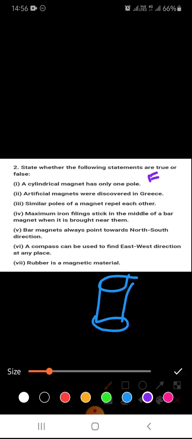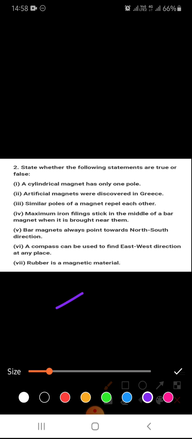Second, artificial magnets were discovered in Greece. Artificial magnets were discovered in Greece? No, natural magnets were discovered in Greece. Next, similar poles of a magnet repel each other. Similar poles repel each other. True or false? True.